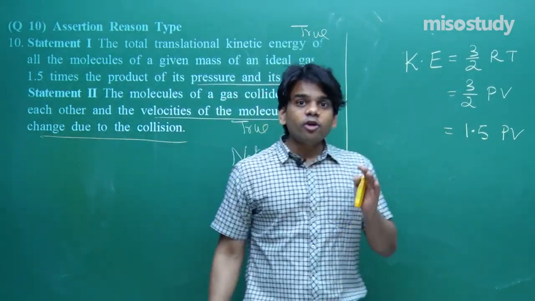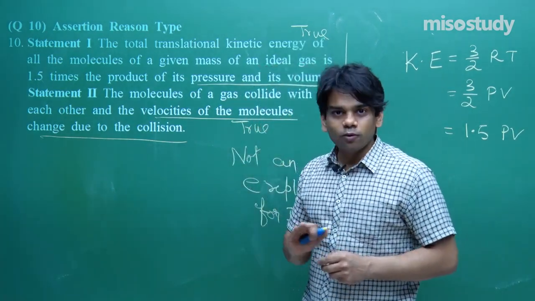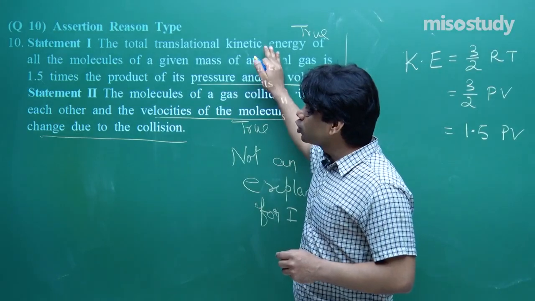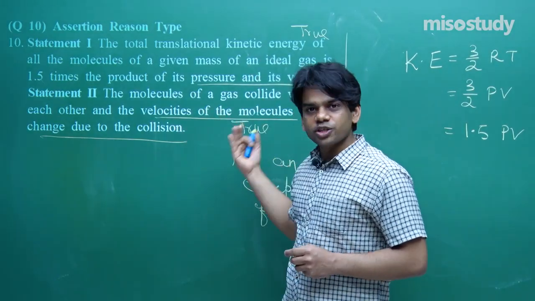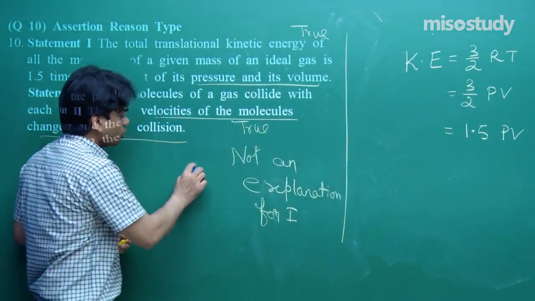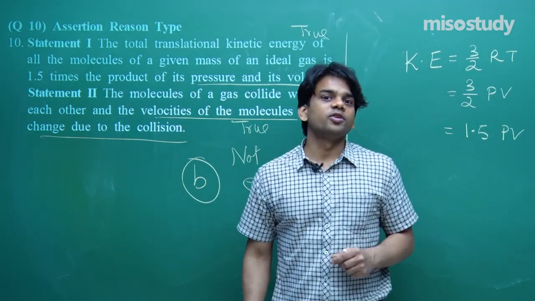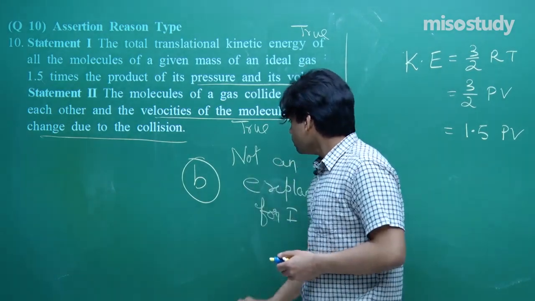So A you have to choose when both are true and the second statement is the correct explanation. So A you will not choose. B, if 1 is true, second is true, and this is not the explanation, so you have to choose option number B for this question. So you have to circle option number B. This is the option you need to choose for this question.